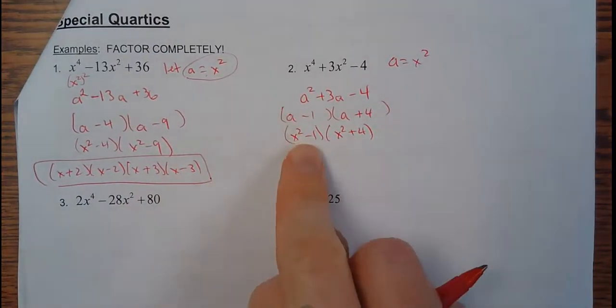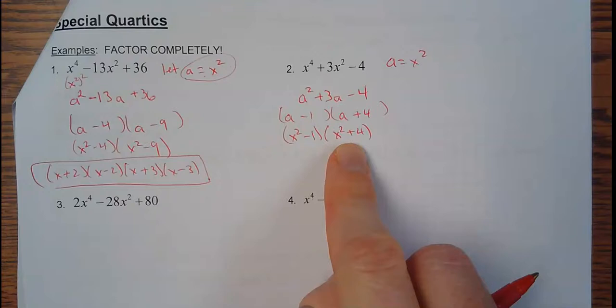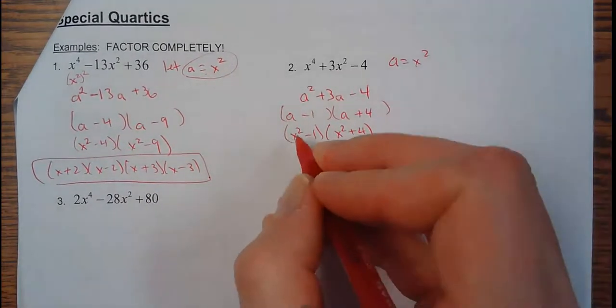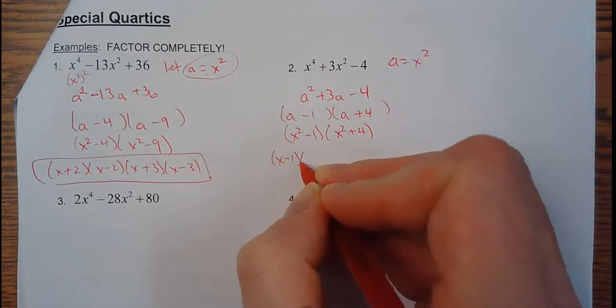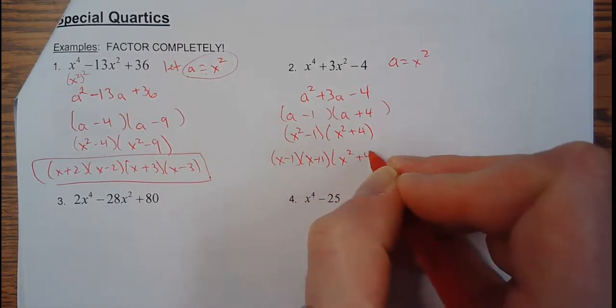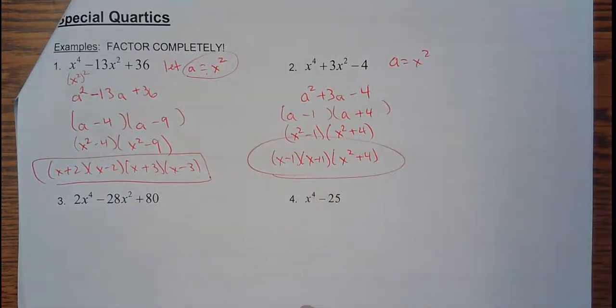Okay, this one can go further, that one cannot. That's a sum of two squares. Remember, you can't factor a sum of two squares, but the difference of two squares, x minus 1, x plus 1, and this guy, just leave it alone.